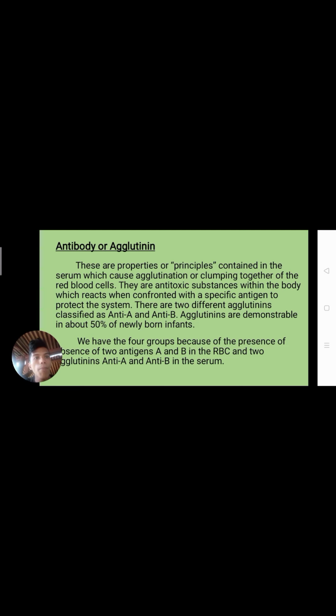Antibody or agglutinin. There are properties or principles contained in the serum which cause agglutination or clumping together of the red blood cells. There are antitoxic substances within the body which react when confronted with a specific antigen to protect the system. There are two different agglutinins classified as anti-A and anti-B. Agglutinins are demonstrable in about 50% of newly born infants. So kaning antibody or agglutinins is makita or contained sa serum, kung asa naga-cause siya og agglutination or pag-combine sa mga blood cells. So kaning antibodies is mao ni ang nag-protect, murag immune system, kung asa ginaprotektahan niya ang lawas katong mga foreign invaders like illness, ilang ginaharang, ginalabanan or ginafight nila.